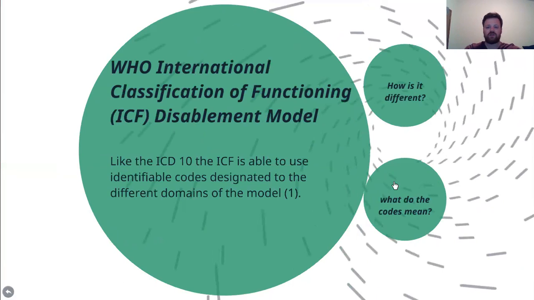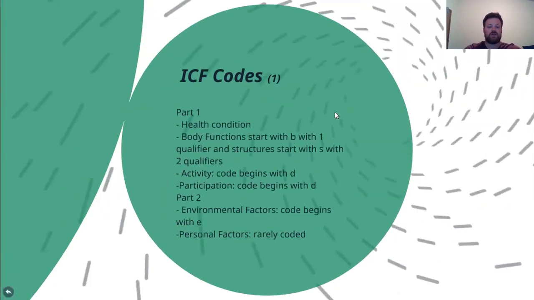So what do the codes mean? Again, we have our two parts here for the ICF codes. Body functions start with B, and we have one qualifier. The qualifier simply means the extent of impairment, showing how severe it is. It goes from 0, not severe, to 4, very severe.